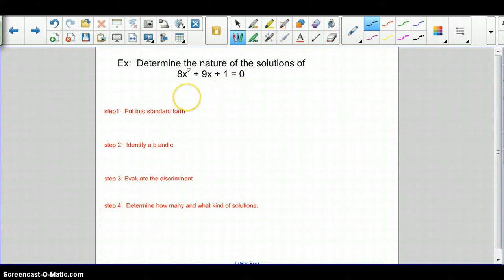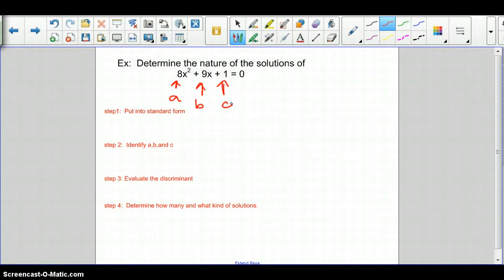So we're just going to follow these steps. Step 1 says put into standard form. Well, it appears that we were already given this in standard form, so we can keep it the same. Next, we're asked to identify A, B, and C. So our A is 8, our B is 9, and our C is 1.